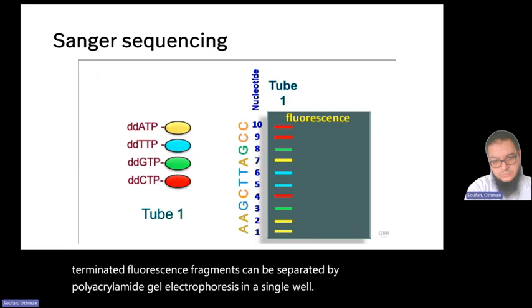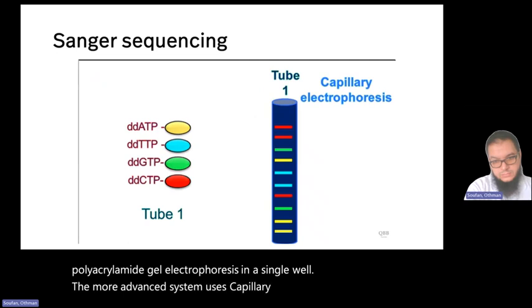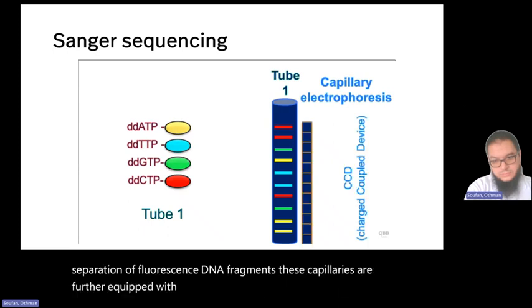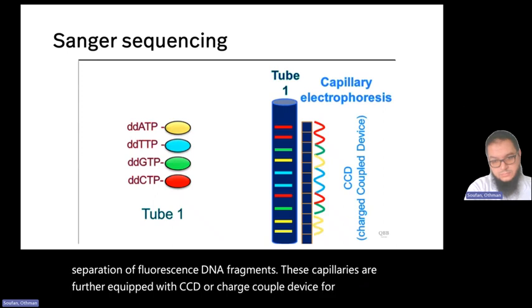The more advanced system uses capillary electrophoresis for the separation of fluorescent DNA fragments. These capillaries are further equipped with CCD, or charge-coupled device, for the detection of fluorescence signals.